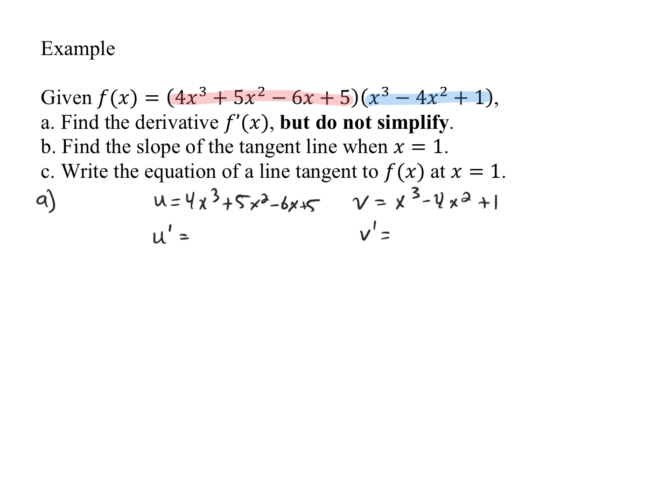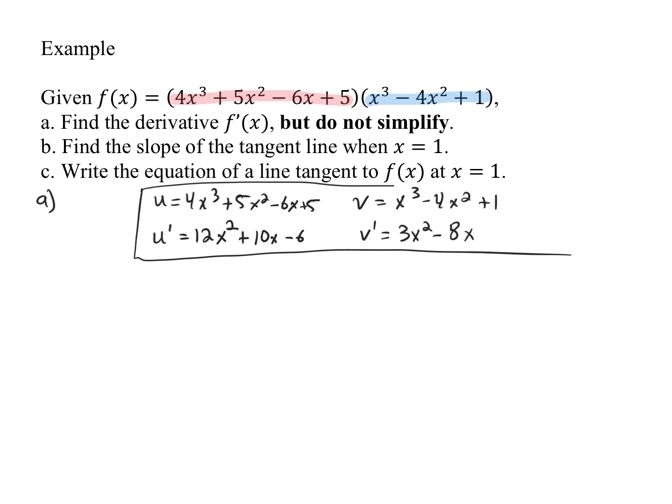For u, we do the same process using the power rule. We take the exponent multiplied by the coefficient, then we reduce the exponent by 1. Continue on with that process, and you should find that your derivative is 12x squared plus 10x minus 6. Then the derivative of v is going to be 3x squared minus 8x, and that'll be it. Put these 4 things in a box together. You don't have to use a highlighter, but I like the visual of having that highlighter on the page.